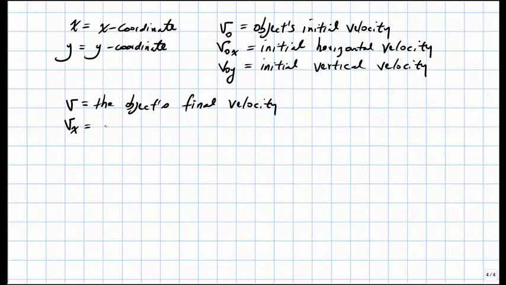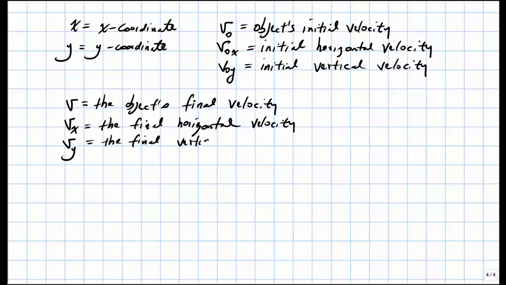Vx is defined as the final horizontal velocity. And Vy is defined as the final vertical velocity. I want to note that final refers to any time after the initial. It doesn't necessarily have to refer to the time when the ball returns to the ground.